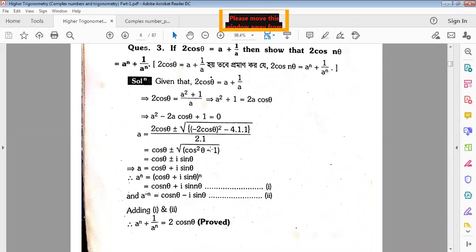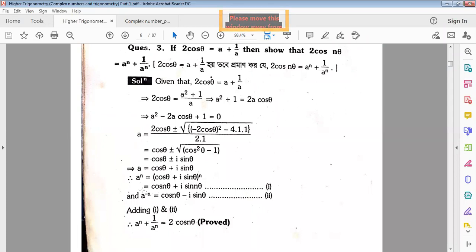Cos square theta minus 1 means what? Minus 1 minus sin square, that is minus sin square. Minus 1 equals to i square, and sin square, so after taking the square root, we get i sin theta. So cos theta plus minus i sin theta. a equals to cos theta plus i sin theta, just taking the positive one. Now taking power on both sides, a to the power n equals to cos theta plus i sin theta whole to the power n. By de Moivre's theorem, this power will be multiplied with the angle: cos n theta plus i sin n theta.